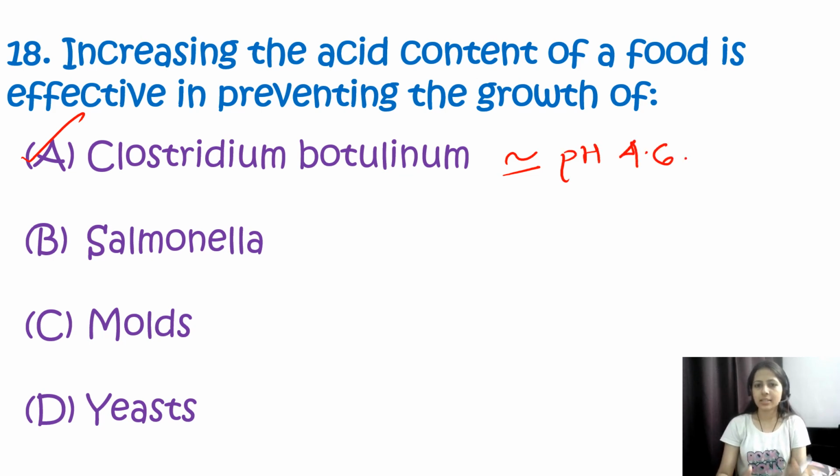So this is an approximate value. So what happens, with increasing acidity of the food, that means there is a lowering of pH. Now it can inhibit the growth of Clostridium botulinum and even prevent the production of the toxins produced by this species. Now Salmonella, molds, and yeasts are less affected by changes in acidity as compared to Clostridium botulinum. So over here my correct option is A, that is Clostridium botulinum. Next.